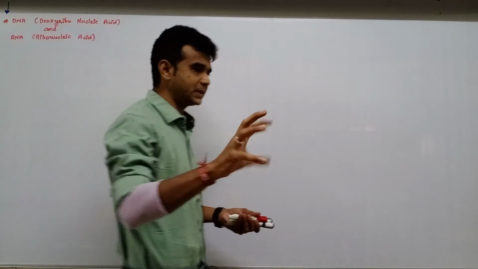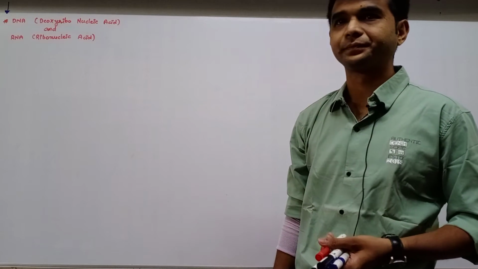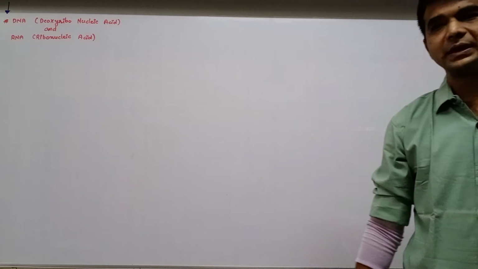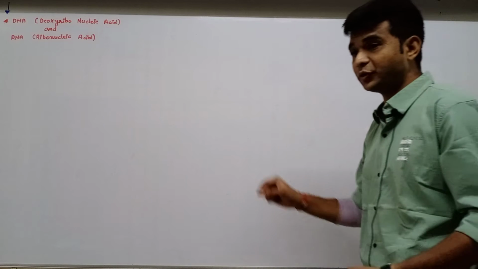In the previous lecture I told you the difference between DNA and RNA. DNA is deoxyribonucleic acid, whereas RNA is ribonucleic acid. But now I will tell you according to the structural components. DNA as well as RNA both are polynucleotides.